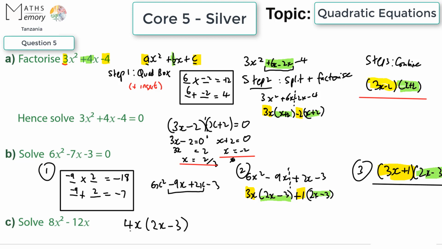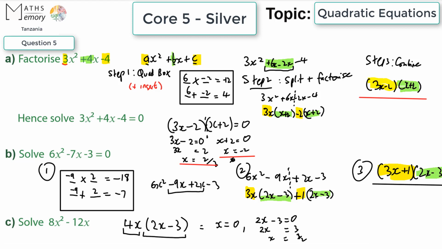Okay, now if there's an x, these little boxes help us. So there's an x outside. It doesn't matter if it's 4x or if it's x by itself. X equals 0 will be one solution. 2x minus 3. Well, you could do it like this if you wanted to. 2x minus 3 equals 0. 2x equals 3. X equals 3 over 2. So there we have it. X is 3 over 2, or x is 0. You're just about to see that, I think.